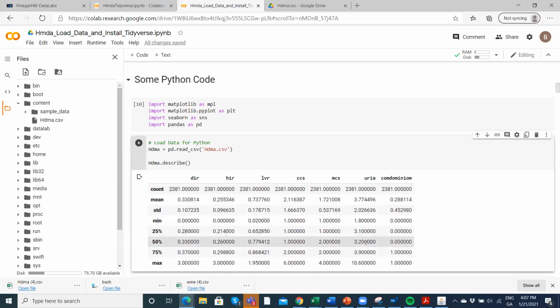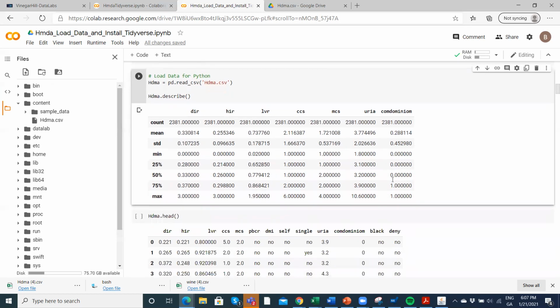Unemployment rate in the individual's profession, and then what proportion, about a quarter of loan applications were for condominiums, right, apartments.